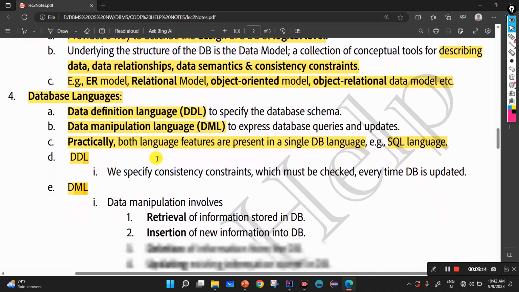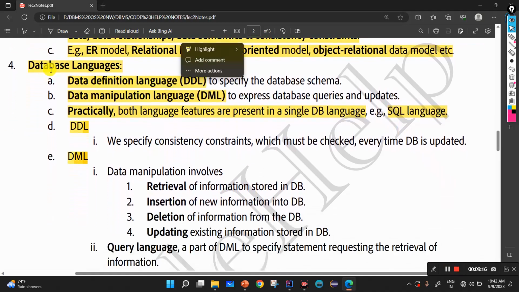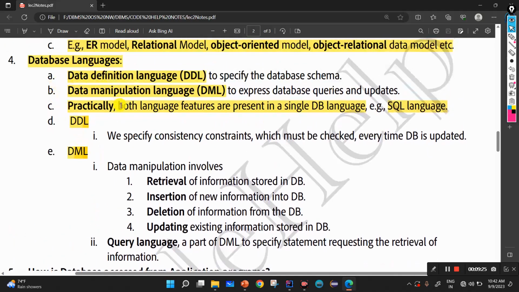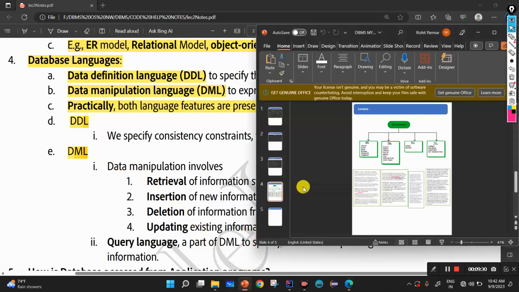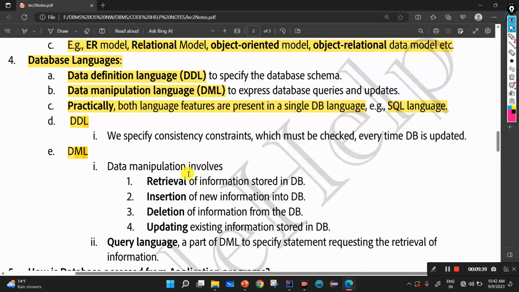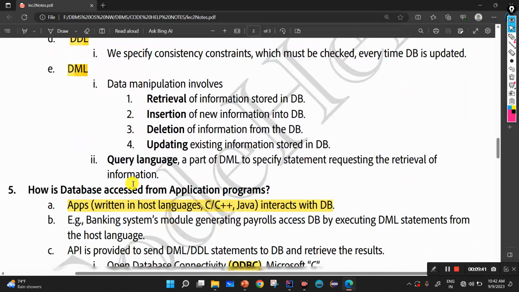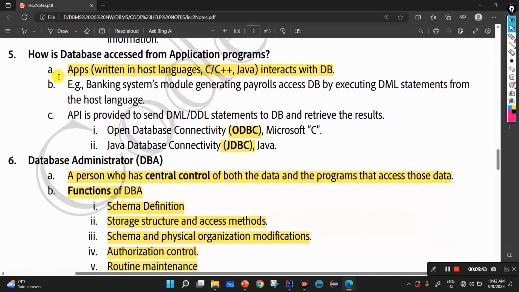Now the fourth topic is database language. This is not the full information on database language. We have separate slides on SQL commands and the DDL, DML, DCL, DQL data languages, so we will study it in the next video. Before this, we will study how the database is accessed from an application program.